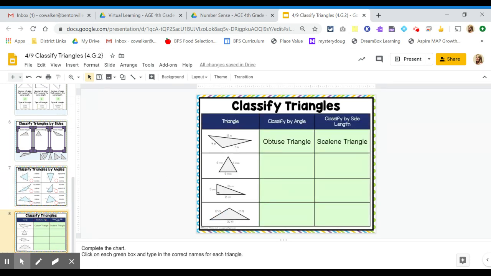You're going to finish these last 6 squares, and then I'm also going to post a YouTube video of a fun little song that'll help you remember some of these triangles as well.